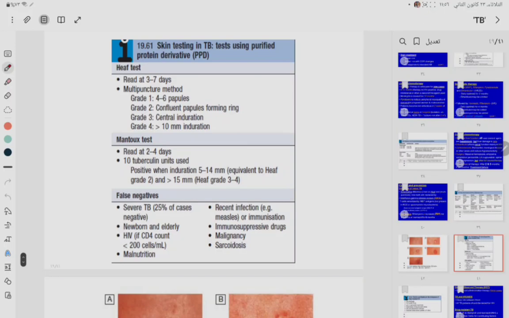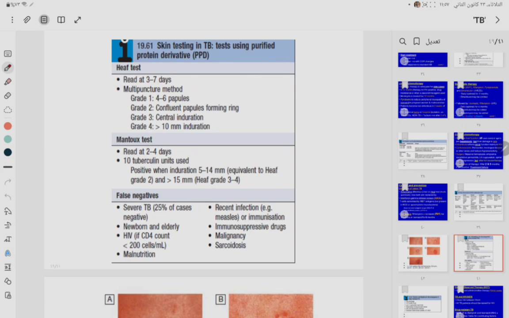That's the TB, the difference between the HEAF test and the Mantoux test, and when we read them. As we said, the Mantoux test is usually read at 48 to 96 hours because it is a delayed hypersensitivity reaction, type 4, and ideally 72 hours after. We measure the induration rather than the erythema, and it's less than 5, less than 10, more than 5, 10, and 15. It depends on the risk factors of the patient itself.